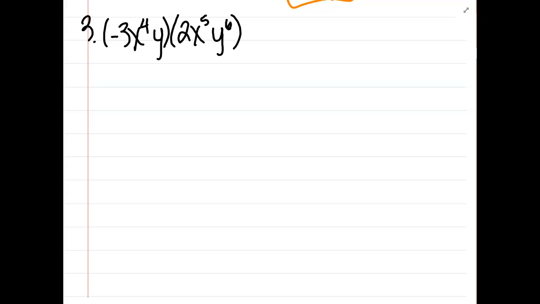So you're going to take negative 3 times 2 and you get negative 6. You take x to the 4th times x to the 5th, and you would get x to the 9th. Add the exponents. And you would take y, which is a 1y, right? Times y to the 6, which would be y to the 7th. 1 plus 6, that would be your answer there.